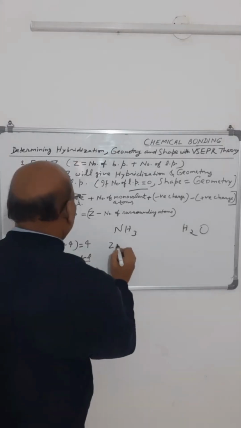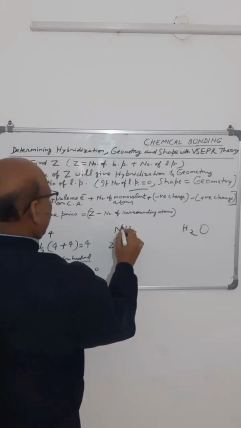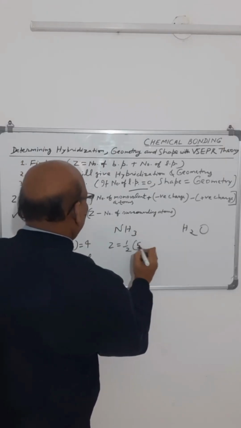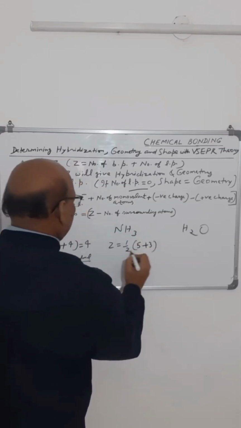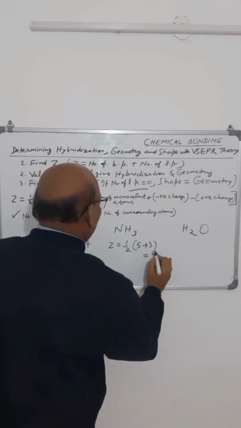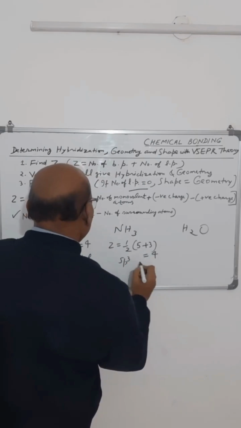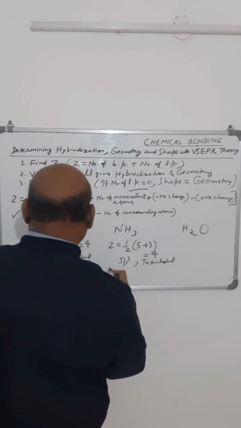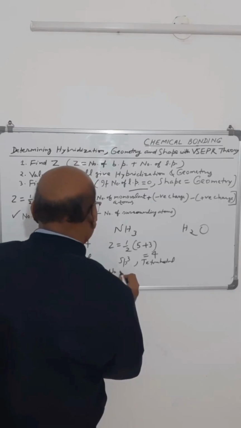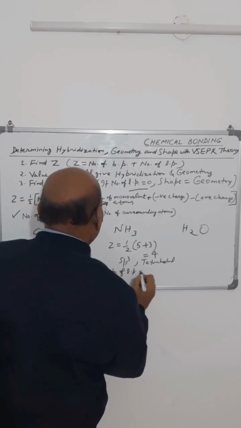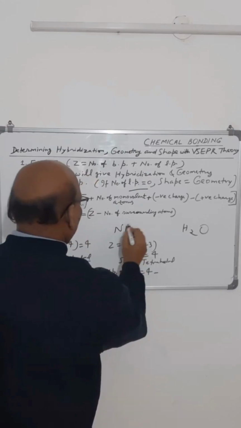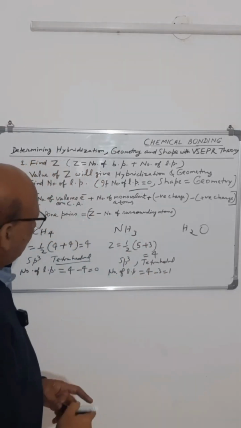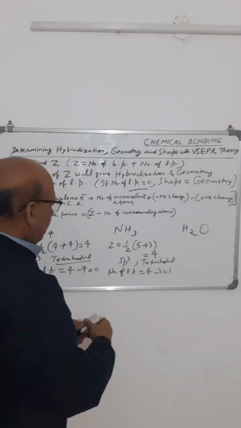अब अमोनिया में देख लेते हैं. Z will be half into number of valence electrons on central atom, that is 5, plus 3 is the number of monovalent atoms. So this will be nothing but 4. So again the hybridization is sp3 and the geometry is tetrahedral. But what about lone pairs? Here number of lone pairs is not 0 but it is Z minus number of surrounding atoms, that is 4 minus 3. So it is 1 lone pair. So shape will not be equal to geometry and we will see what will be the shape.